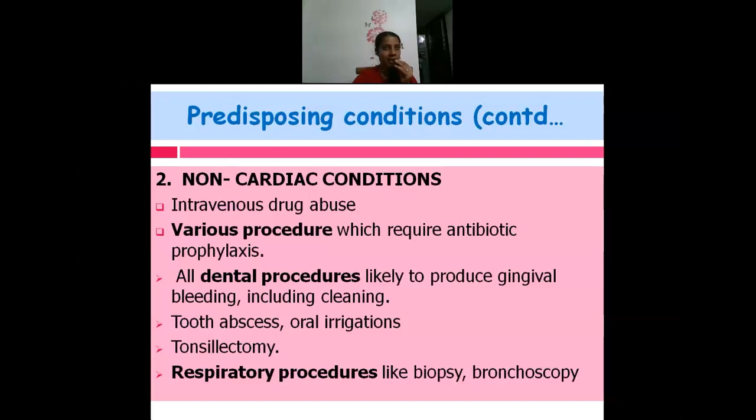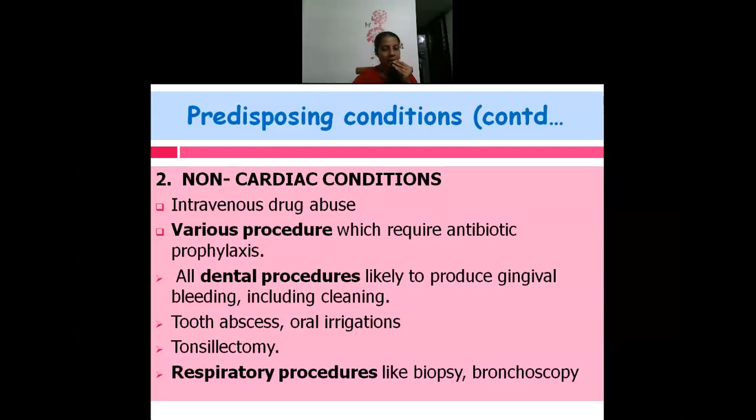Other than that we have also got some minor procedures like your dental procedures, maybe your tooth filling or RCT, that is root canal treatment, or just your cleaning of the teeth. These procedures also, what happens is when the microorganism enters through the bloodstream and multiply, that can affect your endocardium. So if a person is having any tooth abscess, there is pus in the tooth, or they have performed any oral irrigation, or they have done a minor procedure like tonsillectomy where they are removing the tonsils, that time also there are chances of endocarditis, because of the infection.